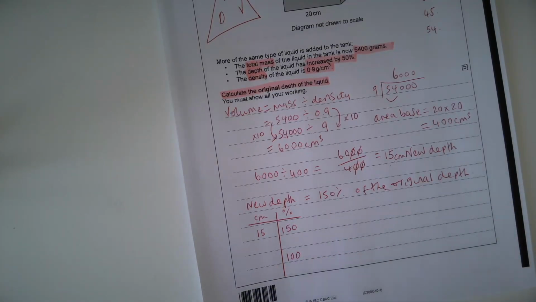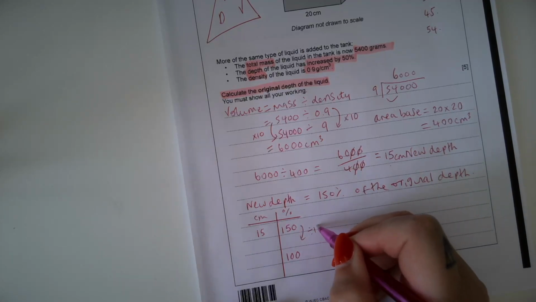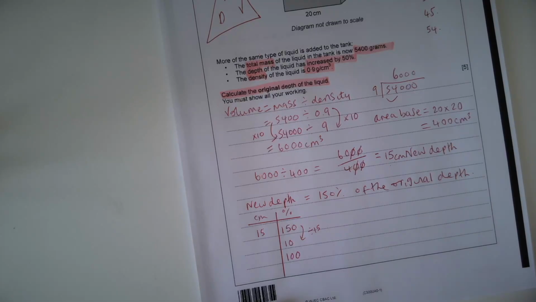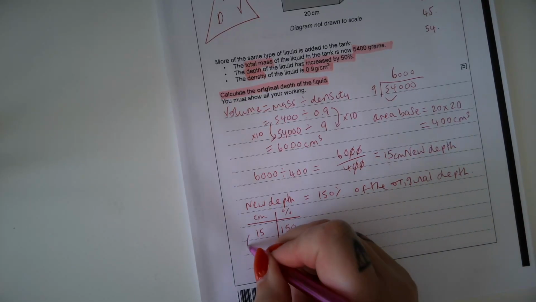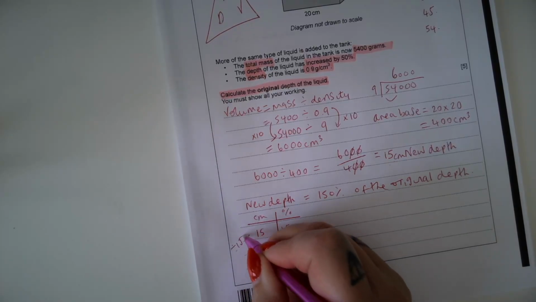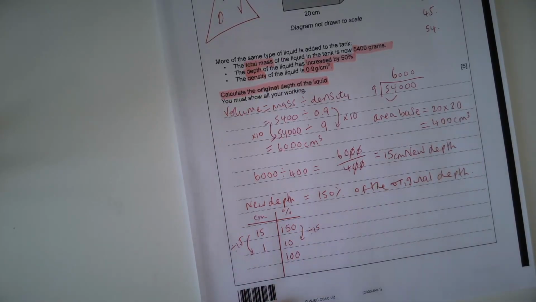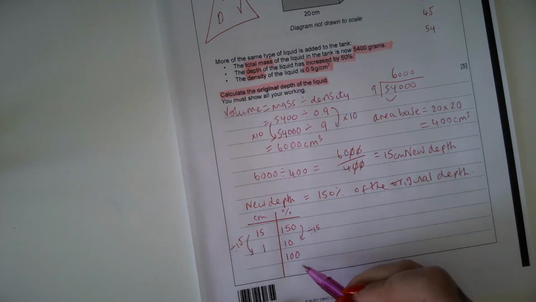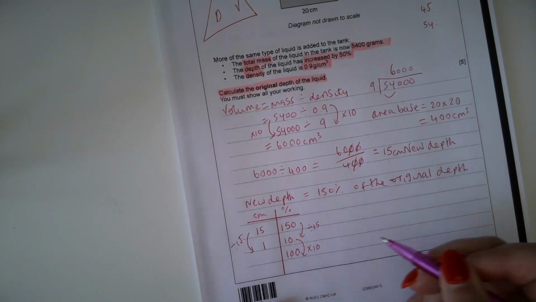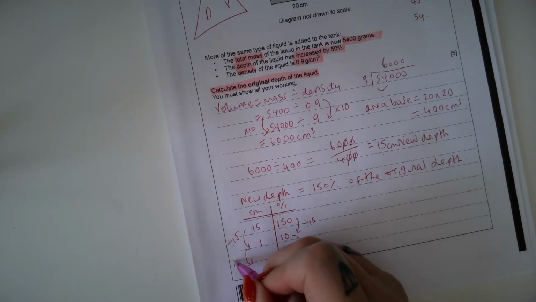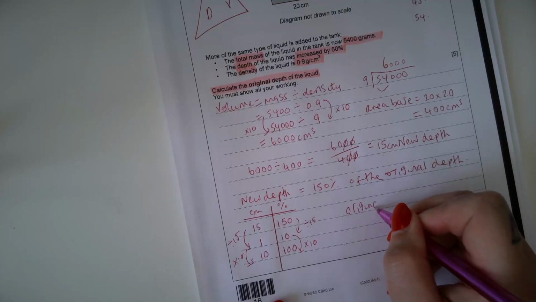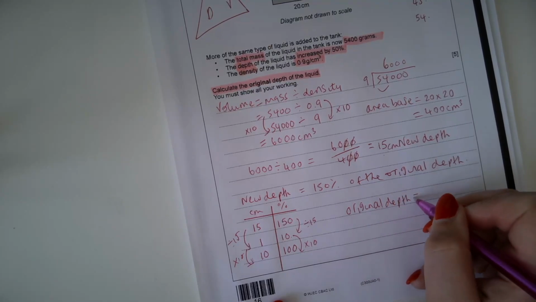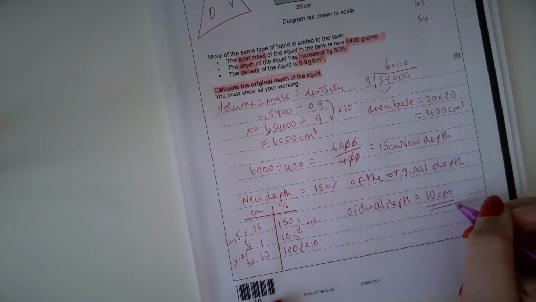There's a couple of ways you can do this. Do this whichever way works for you. But I'm going to divide by 15 to get 10%. Okay, 150 divided by 15 is 10. 15 divided by 15 is 1. And then to go from 10% to 100%, I'm going to multiply by 10. So 1 multiplied by 10 is 10. So the original depth was 10 centimetres.